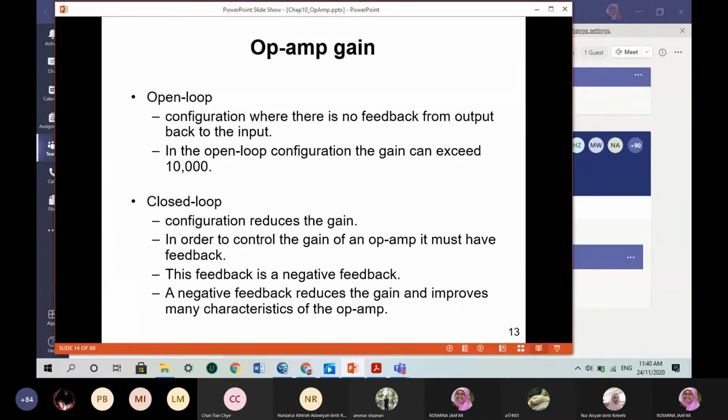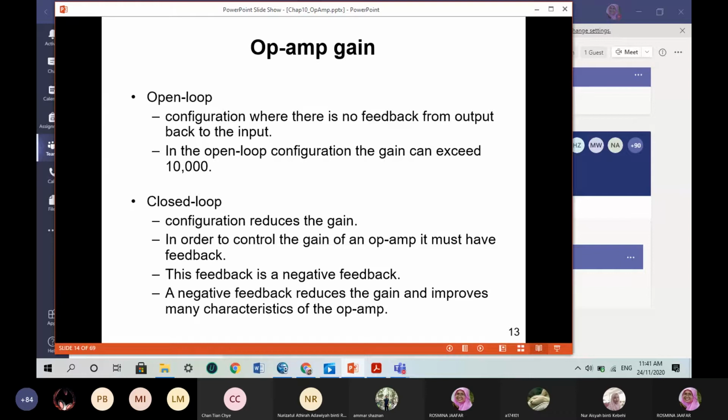The op-amp gain: we can have two kinds of gain depending on the operation of the op-amp. We can have an open loop gain or a closed loop gain. The open loop gain is the configuration where there is no feedback from the output to the input. In the open loop configuration, the gain can exceed 10,000. But the closed loop configuration reduces the gain very much because there will be feedback by connecting resistors to the input.